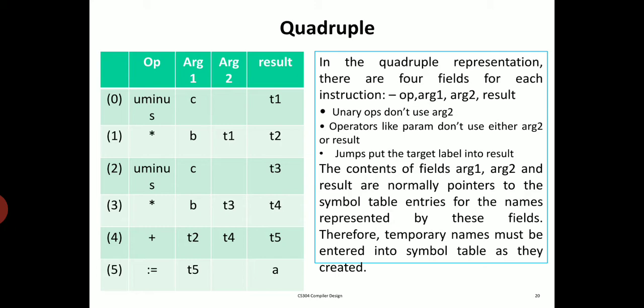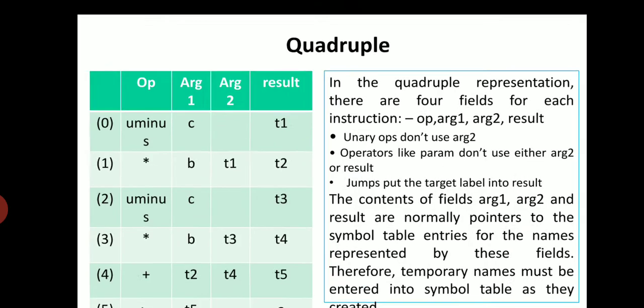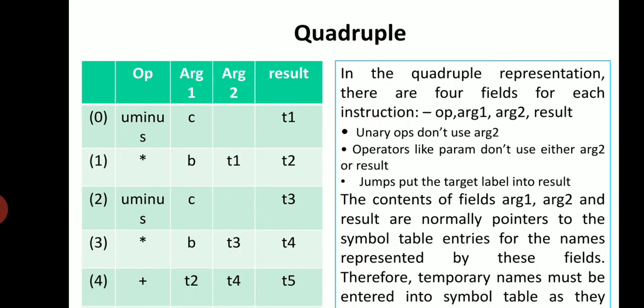Here the features of quadruple are that unary ops don't use arg2. You can see that unary minus will not use arg2. Param doesn't use either arg2 or result; only param a is there. Jump puts the target label into result: jump goto label L means it will put the jump target in the result field. The contents of fields arg1, arg2 and result are normally pointers to the symbol table entry. So these values can be identifiers, number values or temporary values. It will always be a pointer to a symbol table location.